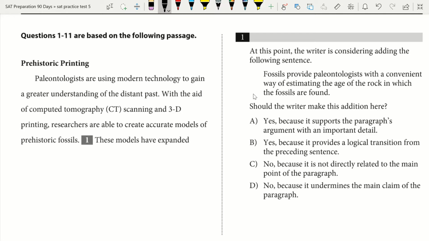This is SAT Practice Test 5. We're going to do questions 1 through 22 today. So we got prehistoric printing. Paleontologists are using modern technology to gain a greater understanding of the distant past. With the aid of computed tomography scanning and 3D printing, researchers are able to create accurate models of prehistoric fossils.